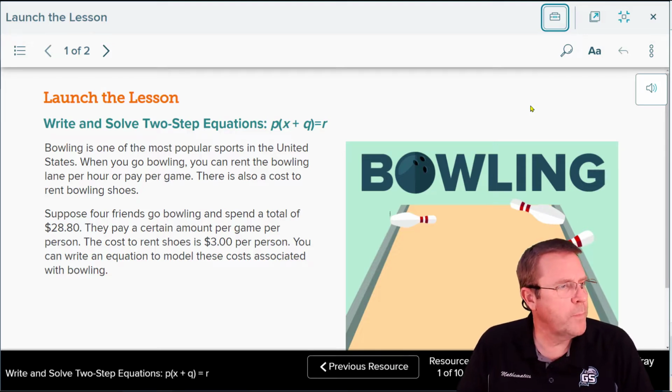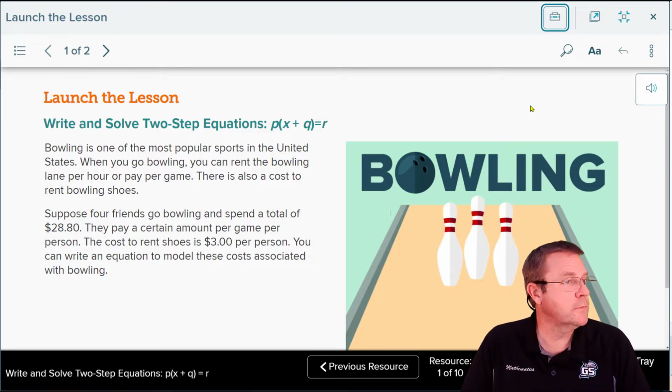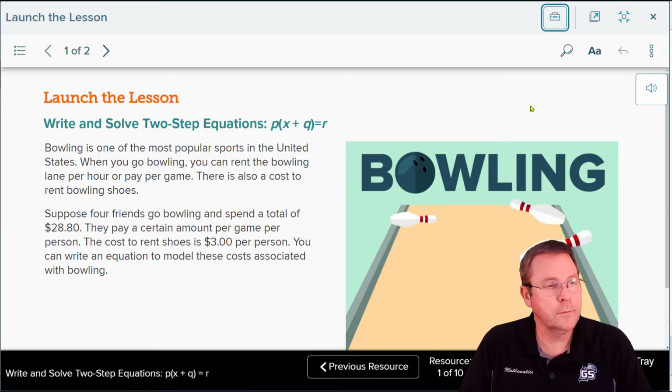Bowling is one of the most popular sports in the United States. Yes, it is a sport. It really is, or at least they say it is. Even though there's no cardio involved, they claim it's still a sport.